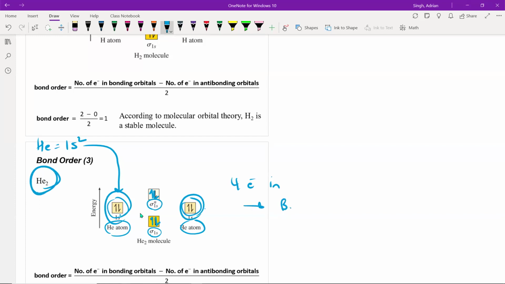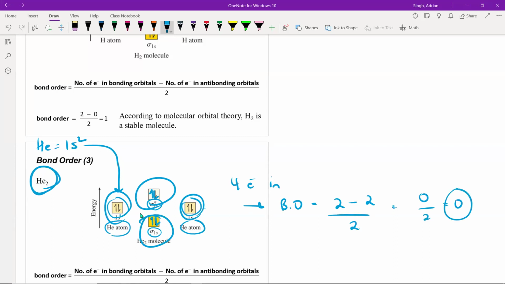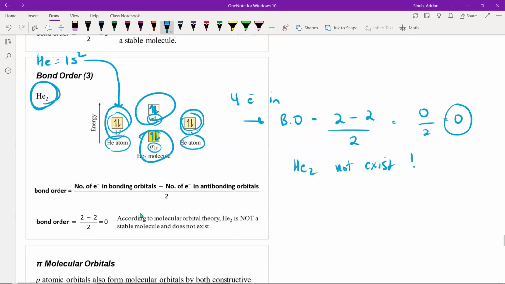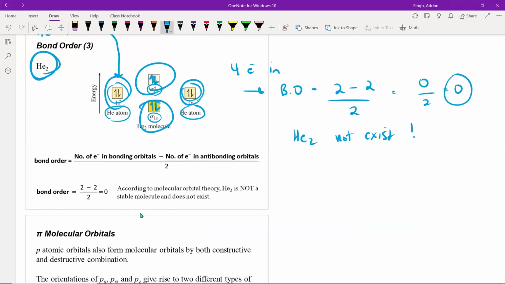If I calculate the BO, the bond order, I take the number of electrons in the bonding orbital down here. That's 2. I subtract the number of electrons in the anti-bonding orbital, which is 2. I divide that by 2. 2 minus 2 is 0. 0 over 2 is 0. Bond order of 0 suggests that He2 does not exist. So it's not stable at all. It's not going to exist as a result of that.